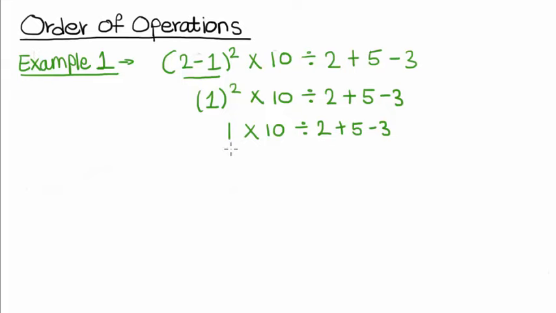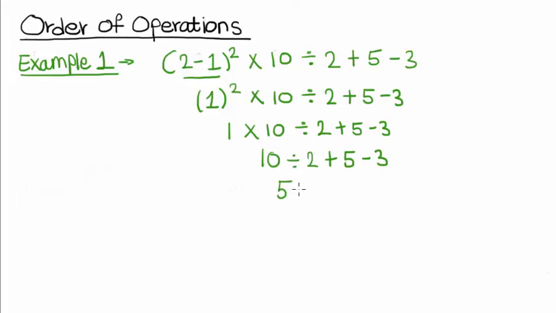Now, according to PEMDAS, I either do multiplication or division, depending on what comes first when I go from left to right. In this case, multiplication comes before division, so I perform 1 times 10 first to give me an answer of 10. Now I rewrite the numerical expression again. Before moving on to addition and subtraction, according to the ranks that we went over in the last page, I need to perform the division operation first. So 10 divided by 2 will give me a 5.